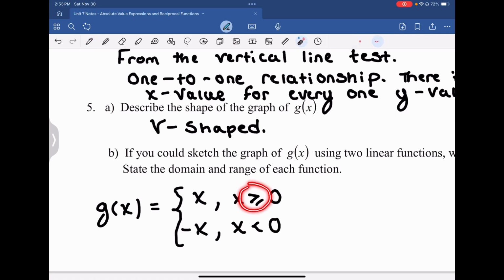And how do we know to put the equals on this one? Whatever corresponds with the original graph, in this situation, the x was corresponding with the original graph of f of x, that one gets the equals.